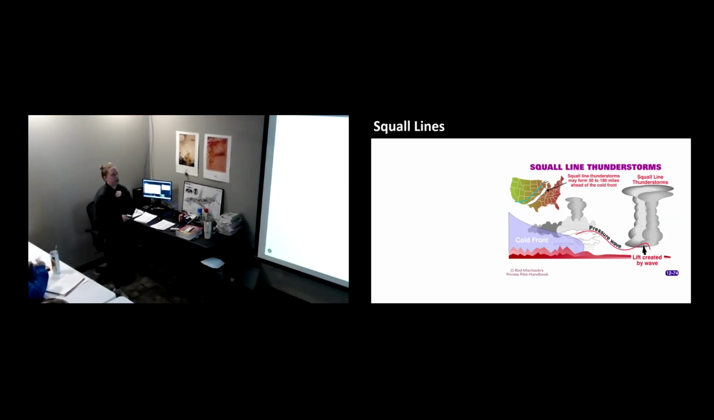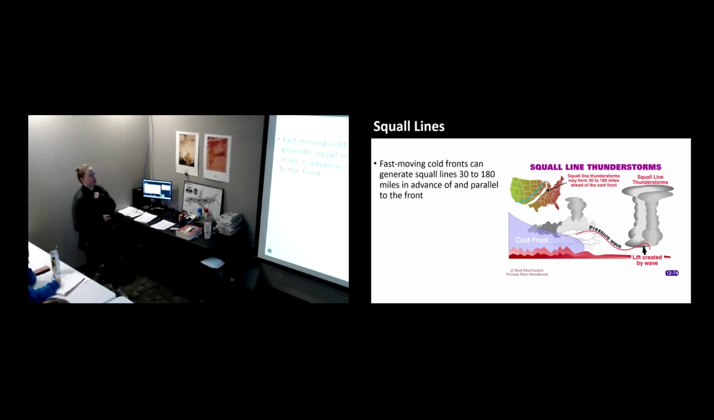Squall lines can also come from this kind of thing. Fast-moving cold fronts can generate squall lines 30 to 180 miles in advance of the parallel front. I saw one of these the night of my engine failure. I didn't know what it was at first. It had nothing to do with the engine failure. It was just one more happy memory for that night.